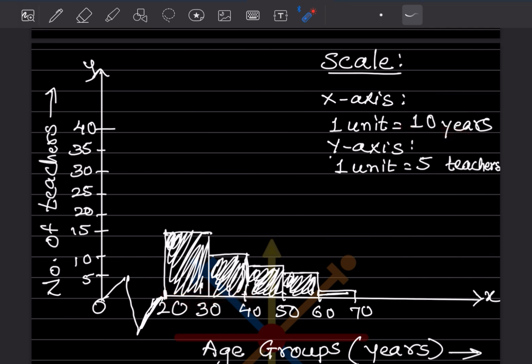And on the y-axis, here we can see how much is the difference here. 5 each. So we can say 1 unit is 5 teachers because this is for the number of teachers.